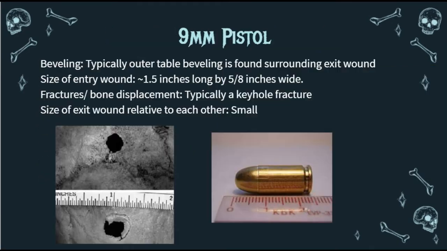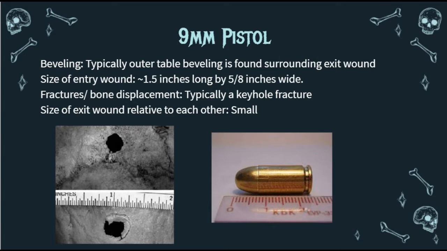First today, we're going to be looking at the 9mm pistol. With 9mm pistols, you have beveling. Typically, you have outer table beveling, which can be seen in this picture here below me in the bottom. And you can have some inner table beveling, which would be beveling on the entrance wound, but it is not super common. It is more common on the exit wound on the outside of the skull. The typical size of the entrance wound is approximately 1.5 inches long by 5/8 inches wide. It's typically pretty similar to the dimensions of the bullet.